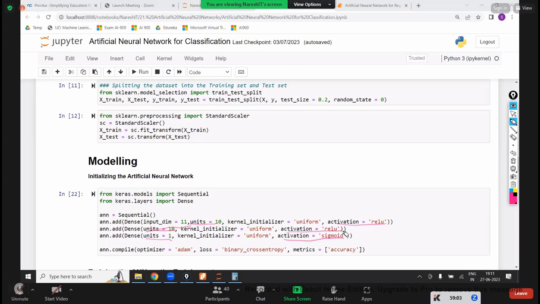Kernel initializer is the same. Input dimensions depend on the number of inputs, everything is the same. Only the output changes. The output activation function is sigmoid. Is that clear, guys? The coding part, now it is clear.